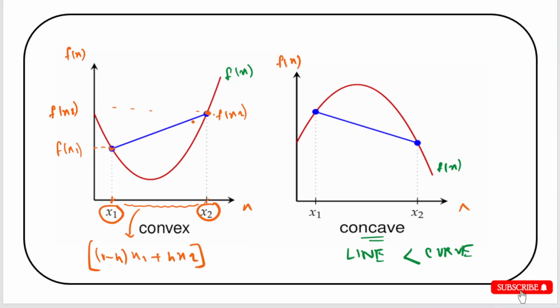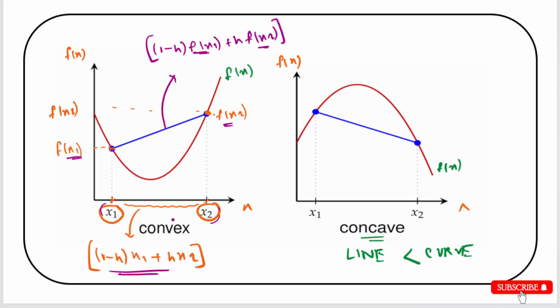So how will you write the points on this particular line? Any point on this line can be expressed as (1 minus h) times f(x1) plus h times f(x2). So this is the linear combination of f(x1) and f(x2). Here you are doing the linear combination of x1 and x2, which gives you this particular line segment, right? But in this line segment, you are joining the points f(x1) and f(x2), so it will be linear combinations of f(x1) and f(x2), right?